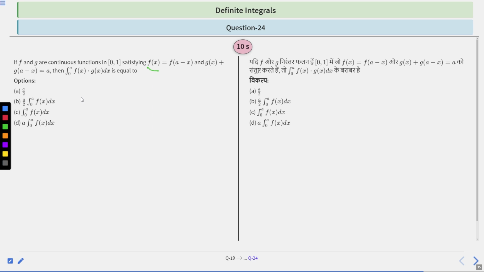Now you can easily see that if I is the integral from 0 to a of f(x) into g(x) dx, then I is also the integral from 0 to a of f(a minus x) into g(a minus x) dx. So you can use this approach to solve this question. Clear? Try to solve this question by applying this approach, or you can apply another approach if you have something in mind. You have 10 seconds to solve or think about this question. After 10 seconds, we will discuss the solution.